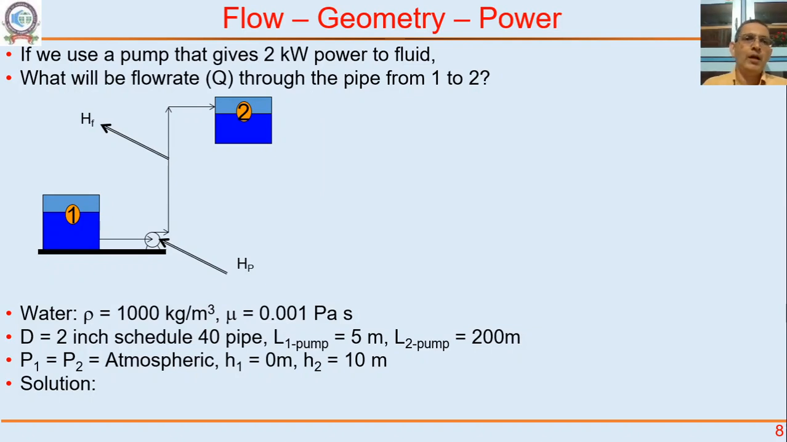Okay. Now suppose, here is the problem once again. This same problem, now suppose I am using a pump which gives 2 kW of power to the fluid, 2000 watts. And I would like you to calculate what will be the flow rate that will go from 1 to 2. Same problem as earlier. Okay, do this yourself. Pause the video, solve.